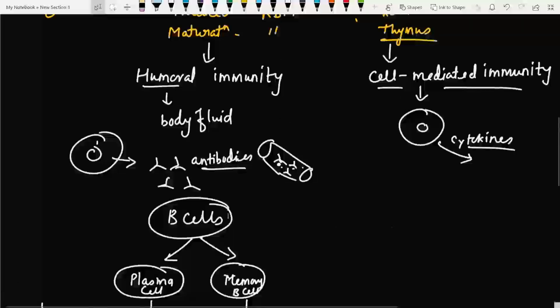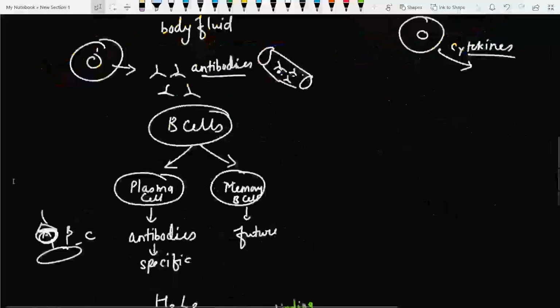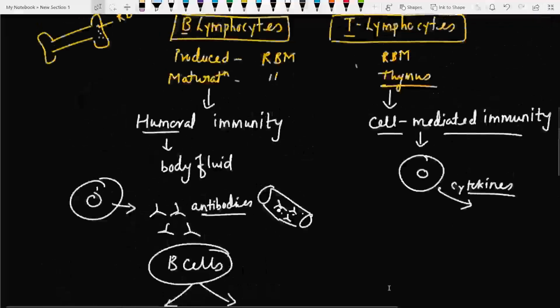Now, what is cell mediated immunity? The B cell gets activated by T cells only. Okay, it cannot get activated by itself. It will be activated when the T lymphocyte gives a signal. It will release cytokines to activate the particular specific B cells. Okay, so let's see how.